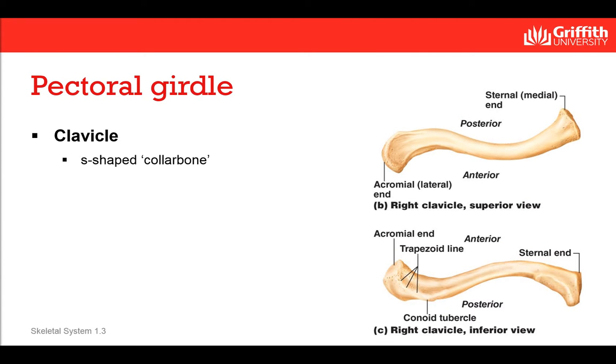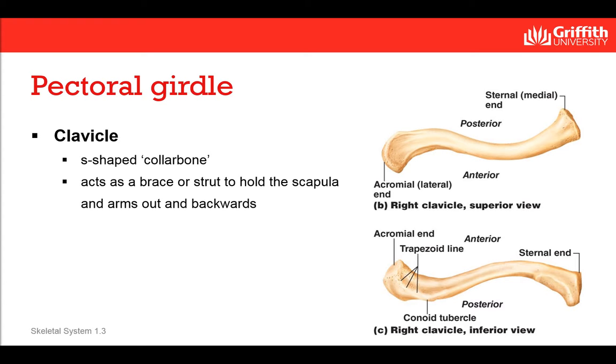The clavicle is the S-shaped collarbone. It acts as a brace or a strut to hold the scapula backwards and the arms out to the side. It prevents the shoulder from collapsing forwards. Pectoralis major is a large muscle that spans the anterior chest and is very powerful in pulling the shoulder forward. A fractured clavicle is a common injury in football tackles. If fractured, the entire shoulder region collapses anteriorly.